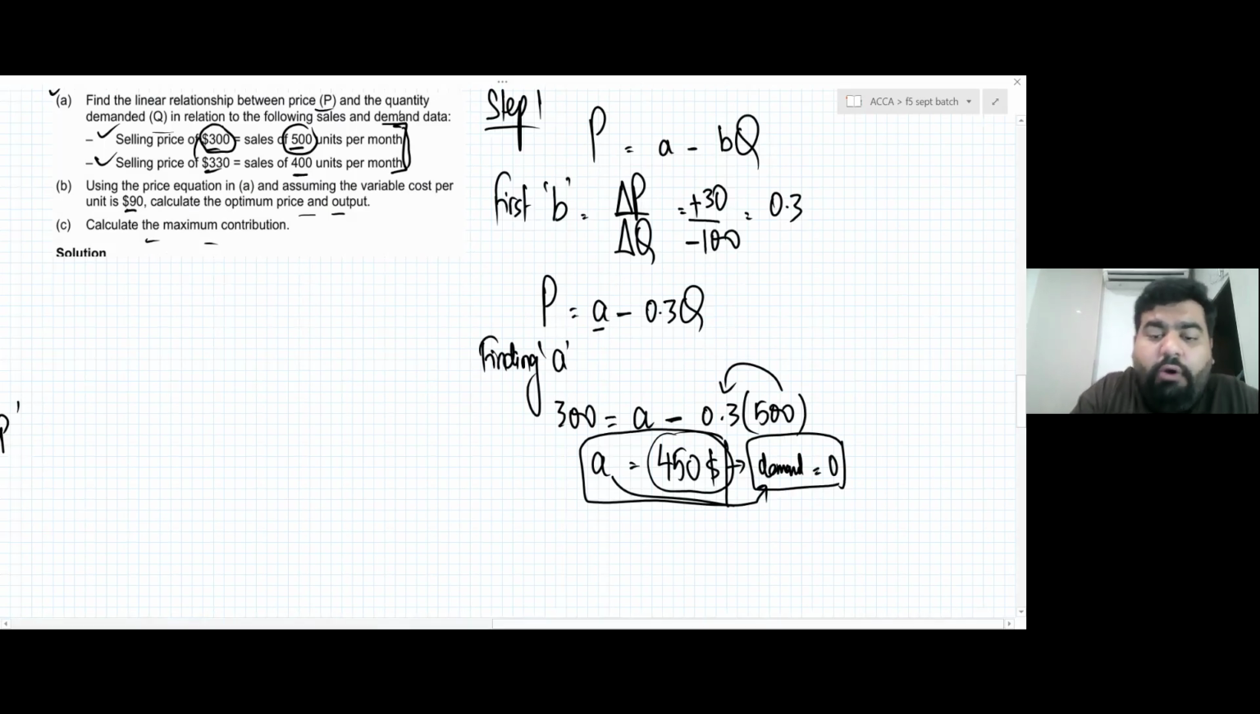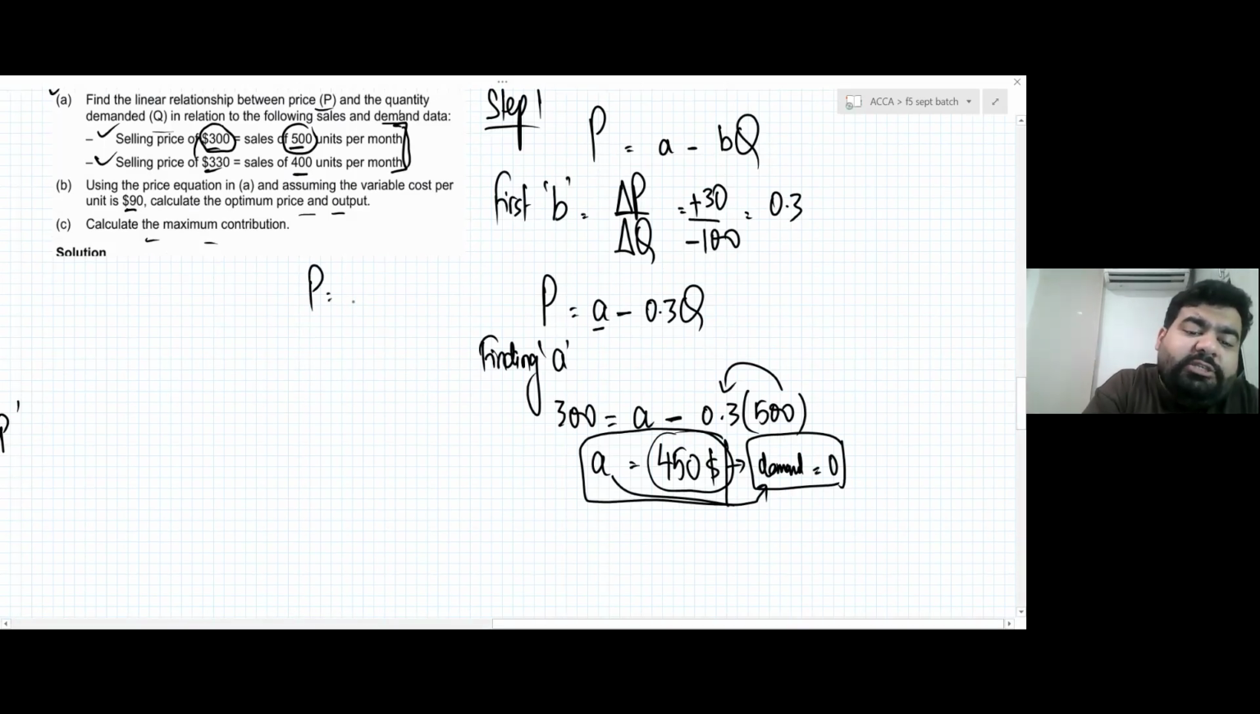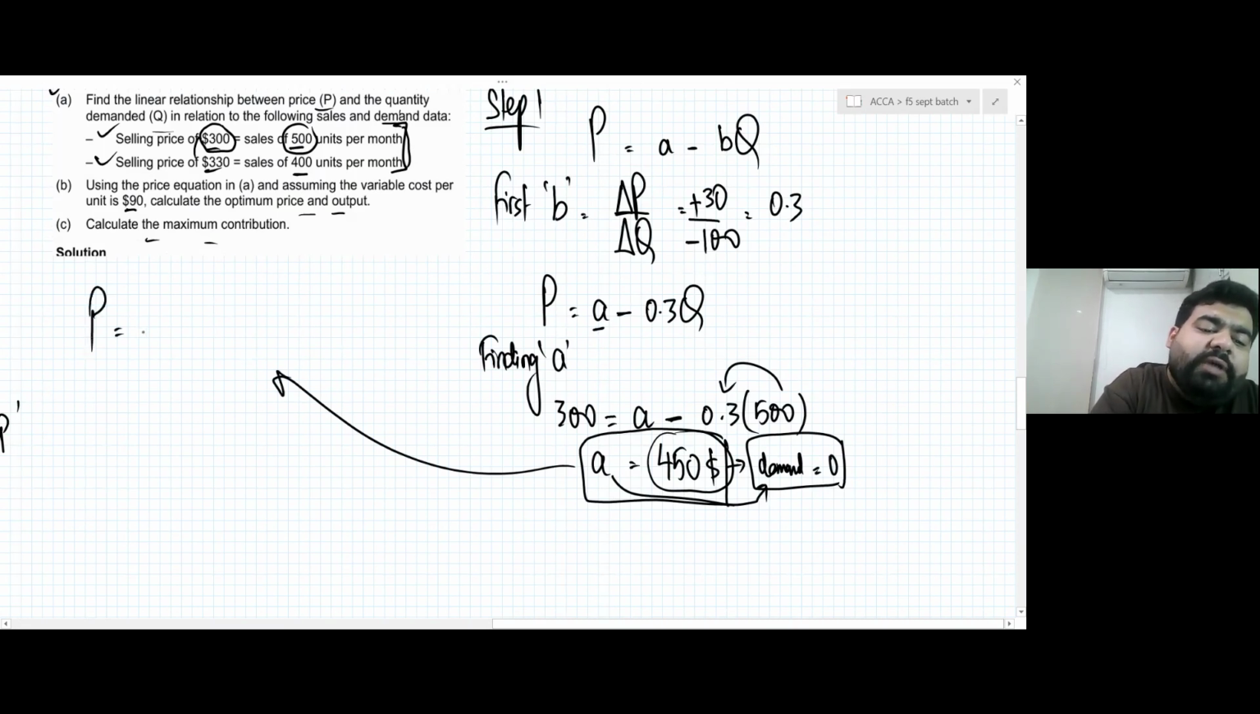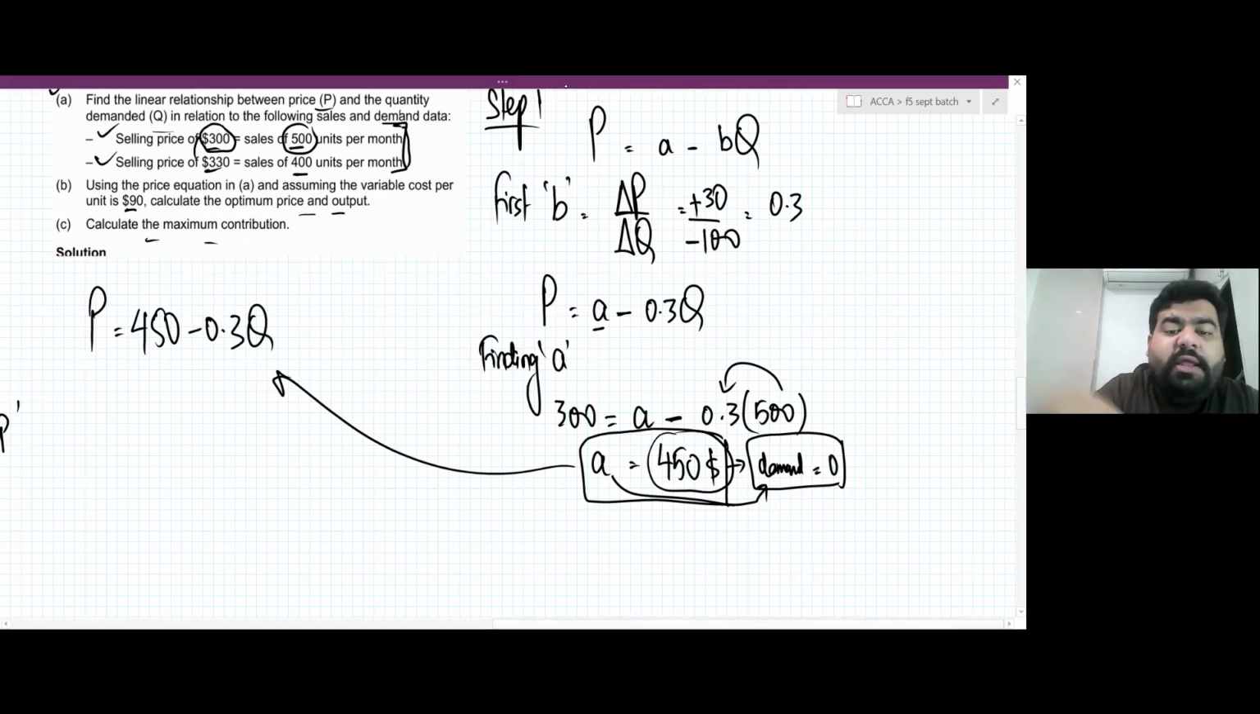Okay, so till now we have calculated P. From these calculations, we have finally calculated the relationship between price and quantity: P is equal to 450 minus 0.3 Q. Step 1 is done here. Step 1 is completed here.